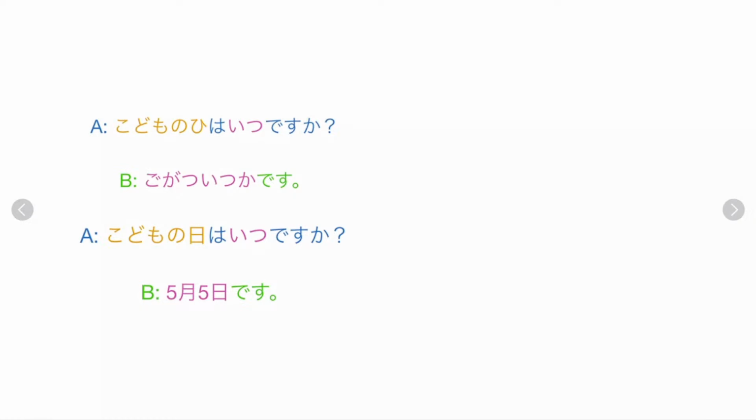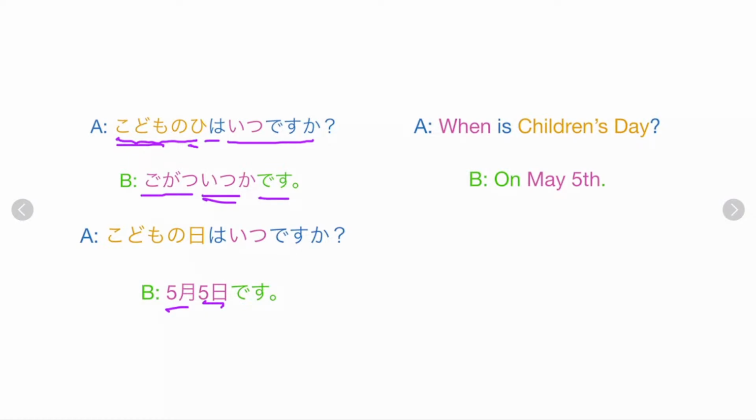Okay, let's try another one. 子供の日は itsu desu ka? 子供 means kids, and 日 is another word for nichi. It means day. So 子供の日 is Children's Day. 子供の日は itsu desu ka? When is Children's Day? 5月5日です. 5月 is May, 5日 is the 5th, です. So Children's Day in Japan is on May 5th.